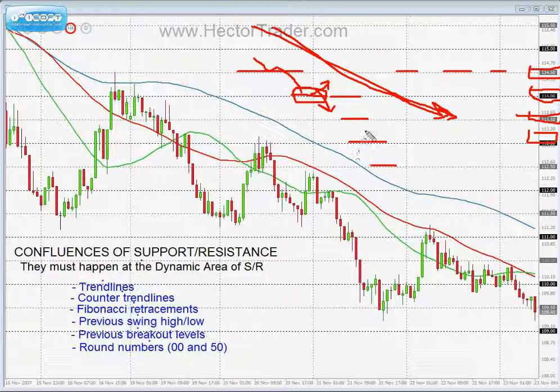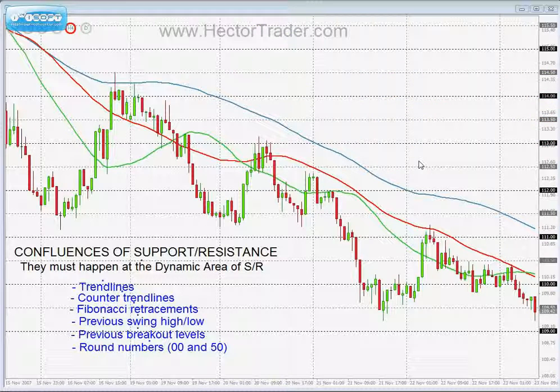So that's why, once price reaches a round number, it's bound to react in one way: either a breach through if we hit some sell limit orders around here, or a rebound back up if we've seen some buy limits around here. But anyway, those are the elements that I like to keep an eye on: trend lines, counter trend lines, Fibonacci retracements, previous swing highs or lows, previous breakout levels, and round numbers.